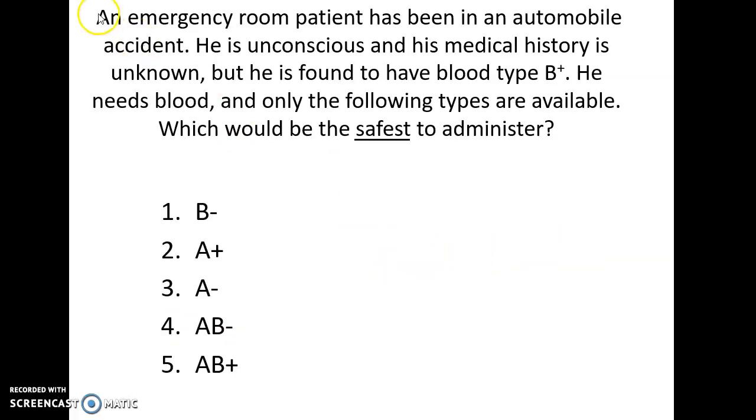Here's some practice questions. An emergency room patient has an automobile accident. He's unconscious. He is found to be B positive. Which of these would be the safest to administer? B positive. What would be the safest to administer? It is B minus. Same antigens or less. B, that's good. Minus, plus, that's fine because minus means absent.